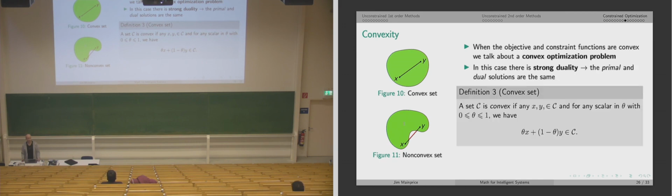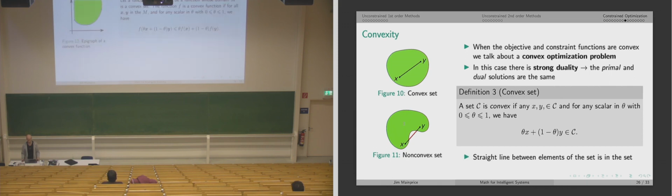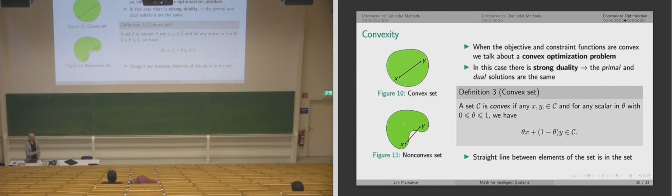A convex set is simply a set for which the linear interpolation between 2 points of the set, all the points on the linear interpolation, also belong to the set. The straight line between 2 elements of the set is in the set. That's a convex set. Just a point: in the case of strong duality, the primal and the dual solutions are the same, and that holds for convex optimization altogether. So duality is very important for convex optimization.